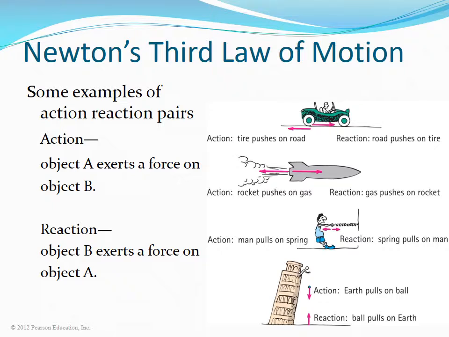These are some examples of action-reaction pairs. The action: object A exerts a force on object B, and the reaction: object B exerts a force on object A. The action is the tire pushing on the road. The reaction is the road pushing on the tire, propelling the car forward. The action is the rocket pushing on gas, and the reaction is the gas pushing on the rocket. The action is the man pulls on a string, and the reaction is the string pulls on the man. The action is the earth pulling on a ball as it falls, and the reaction is the ball pulls on the earth.